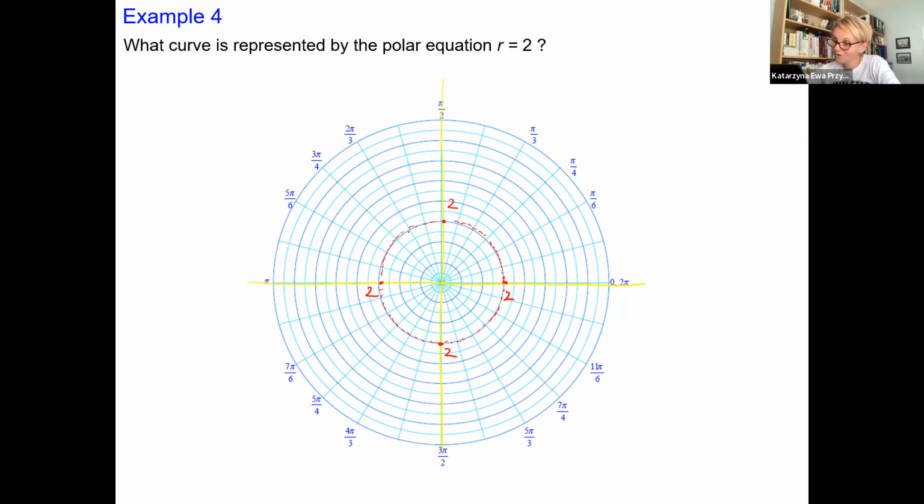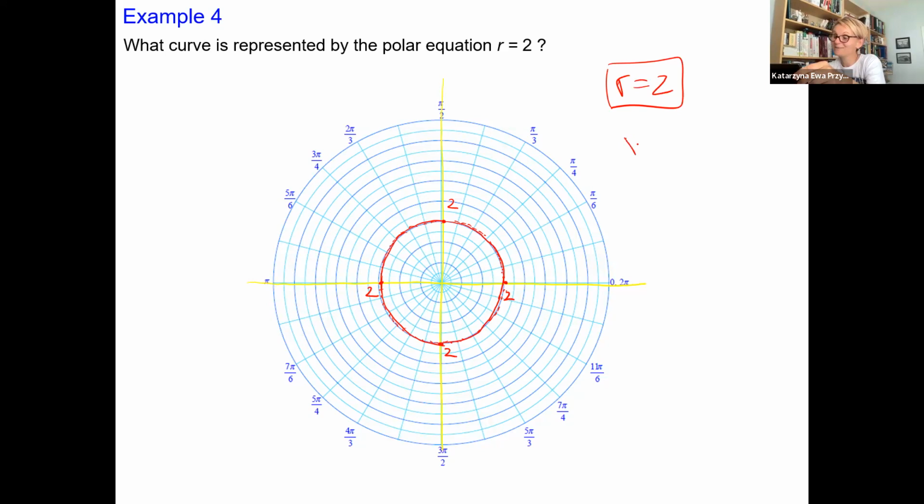If I plot for every single angle, then I can connect these points. It doesn't really matter the angle. This will basically be a circle. Oh, come on, you can tell me, you know. Okay, now an extra exercise. This is the polar equation, r equals 2. What is the Cartesian equation for that circle?